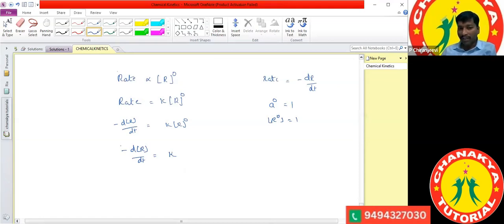From this equation we can write one statement. Sir, what is the statement we can write? Minus dR by dt represents the rate. So in a zero order reaction, the rate of reaction is equal to a constant. Can we say that or not?